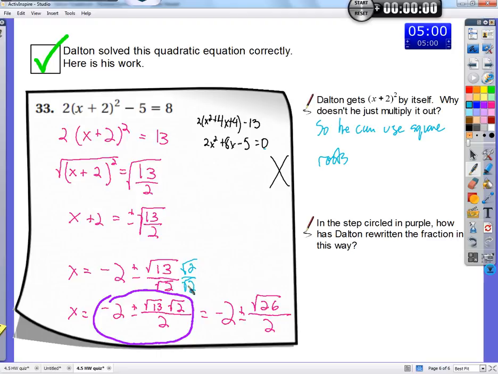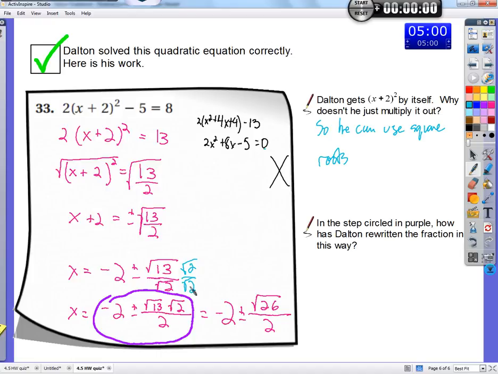Square root of 2 times square root of 2 is 2. That's just like the definition of the square root of 2. If you multiply the square root by itself, then you get that number that it's the square root of. It's the square root of 2, so if you multiply it by itself, you get 2. The square root of 13 times the square root of 2 is the square root of 26. And that is all.